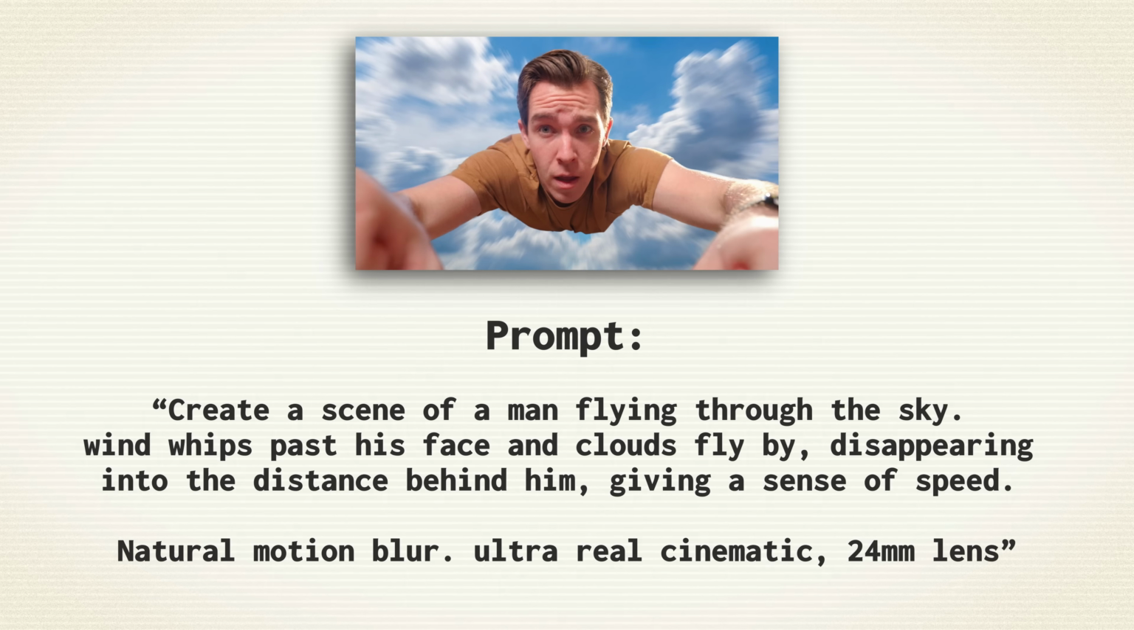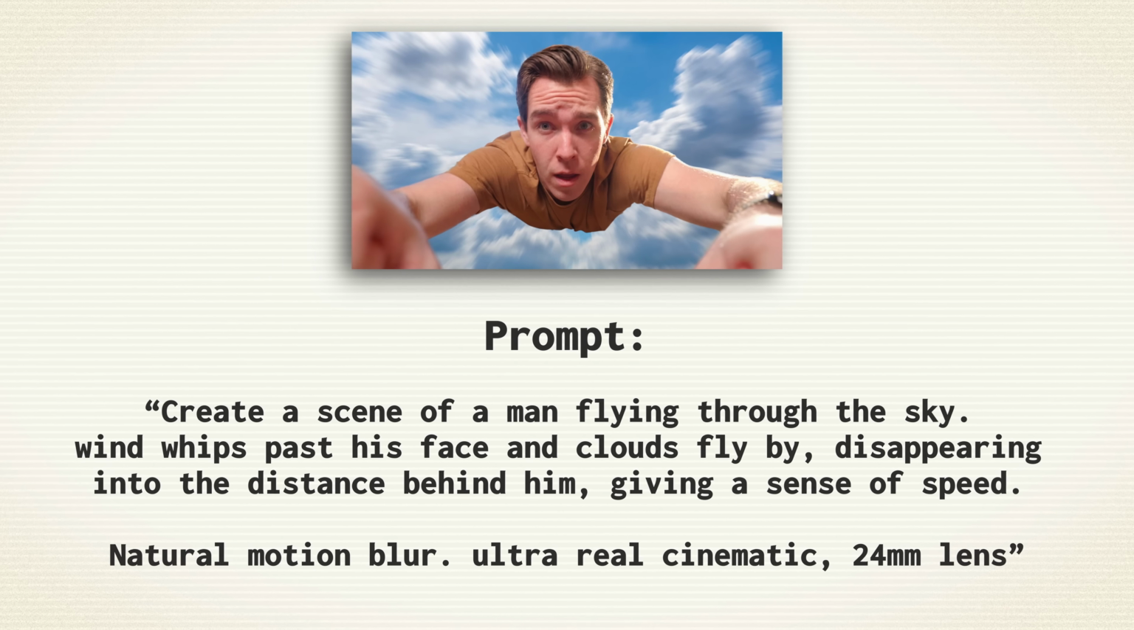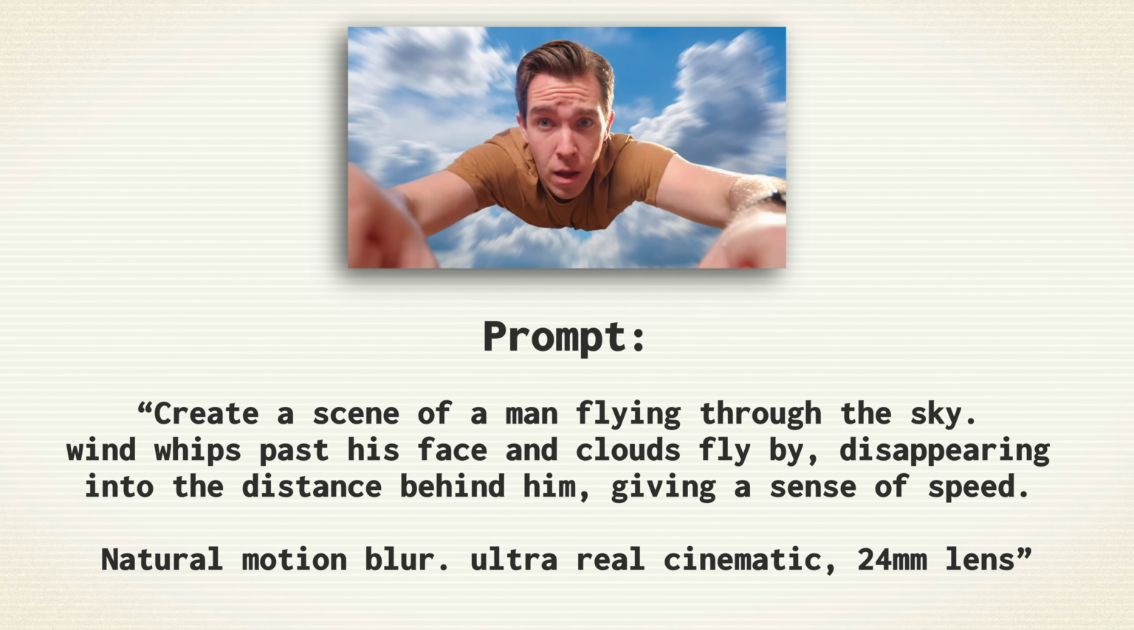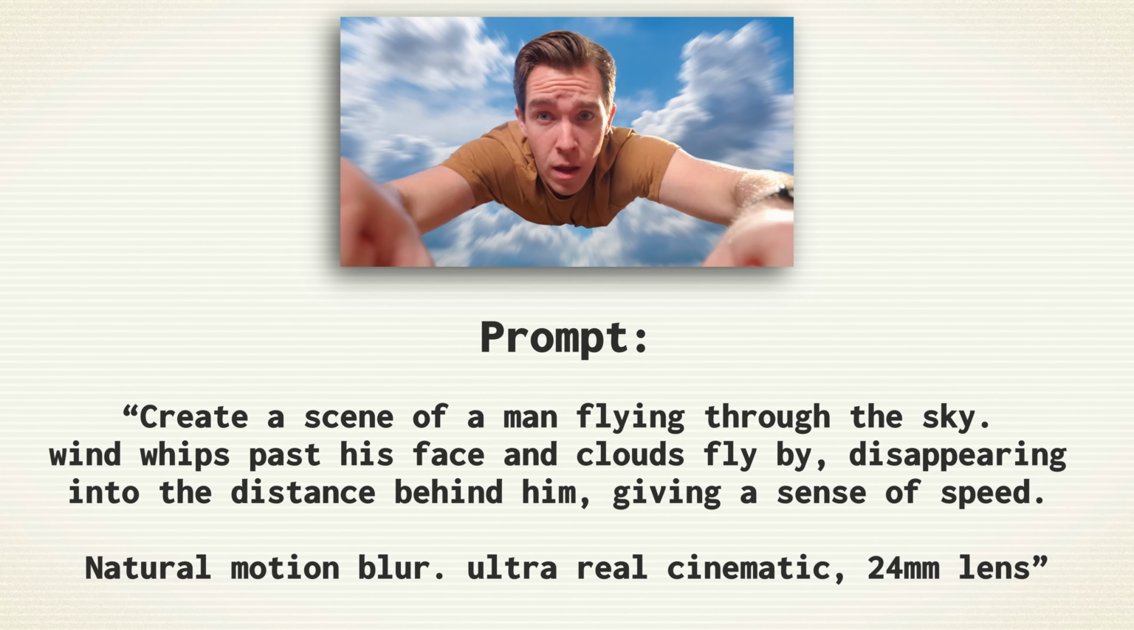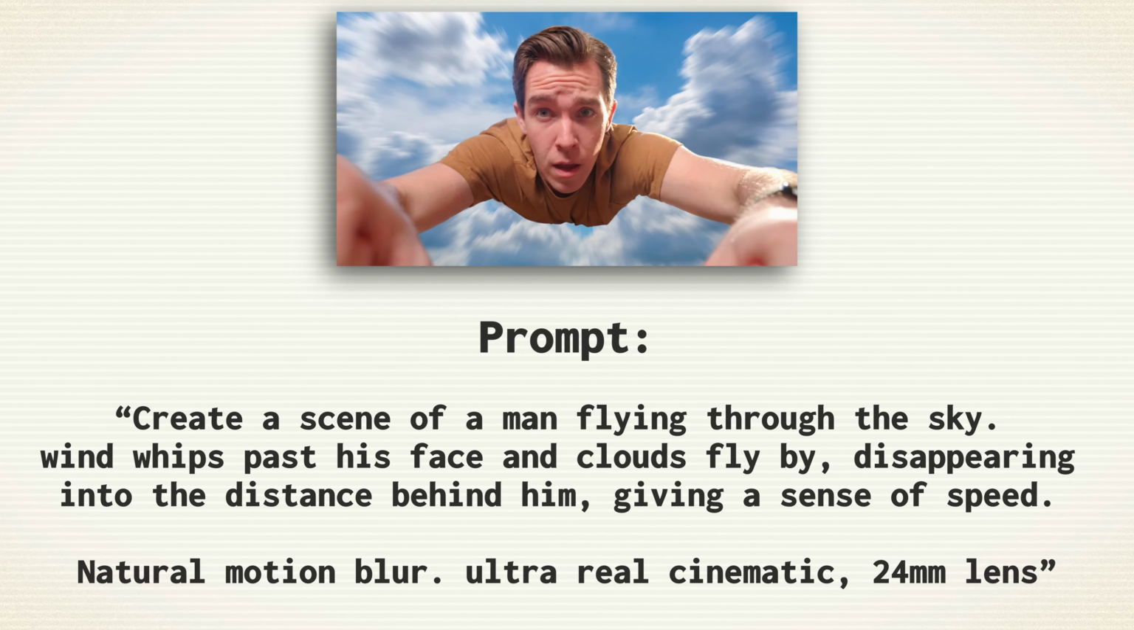Create a scene of a man flying through the sky. Wind whips past his face and clouds fly by, disappearing into the distance behind him, giving a sense of speed. Natural motion blur, ultra real cinematic 24mm lens. Hit generate, and just like that, you're Superman. I tried a couple of different methods for this using video reference and green screen, but this method is the only one that gets things like the hair motion and the movement of the clouds right.